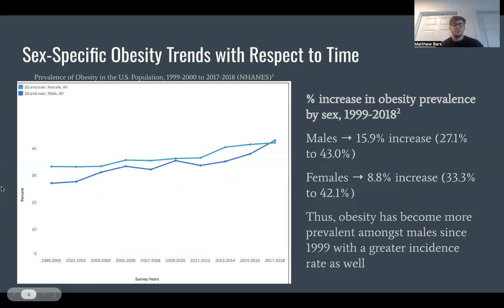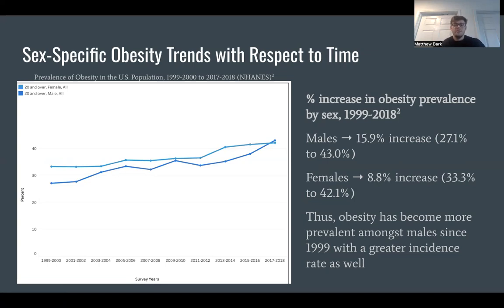This slide shows sex-specific obesity trends with respect to time, gathered by the National Health and Nutrition Examination Survey. Over the past 2 decades, male and female obesity prevalence have both trended upward. However, a much greater incidence was seen in males, pointing to a greater proportion of new cases. The slope of these trends in these graphs can be described as the incidence rate, given that time is an independent variable in the graph.